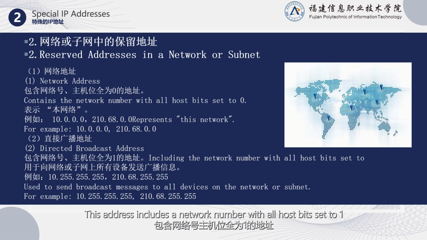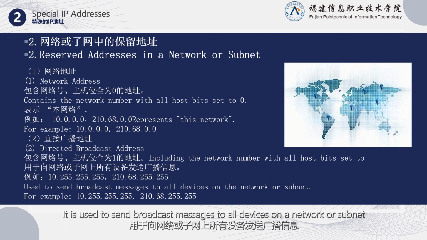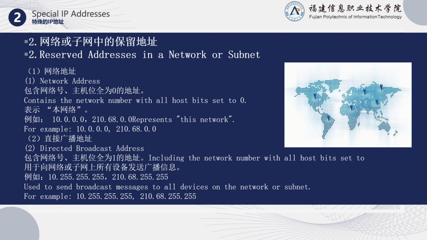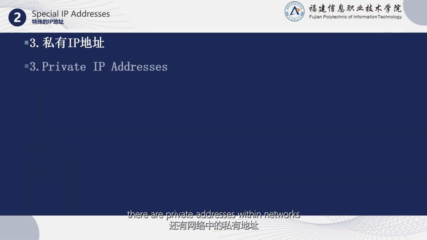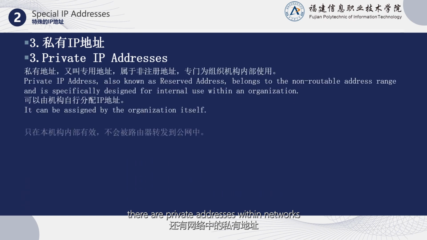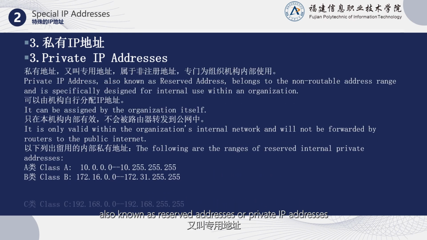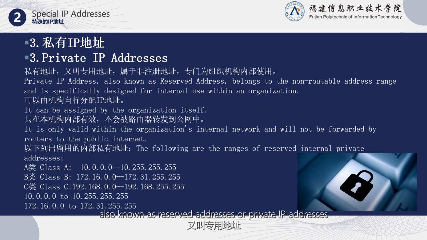2. Directed broadcast address. This address includes a network number with all host bits set to 1. It is used to send broadcast messages to all devices on a network or subnet. For example, 10.255.255.255, 210.68.255.255.